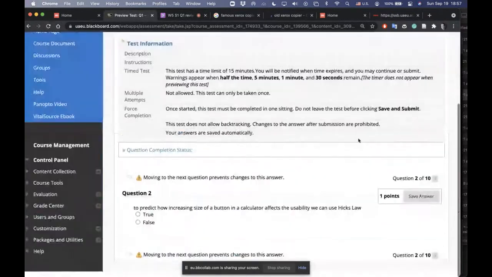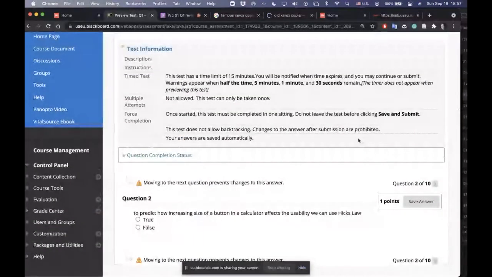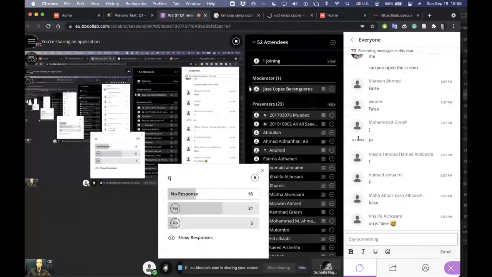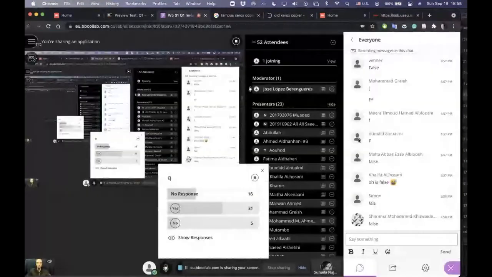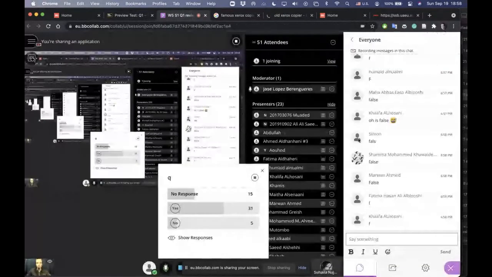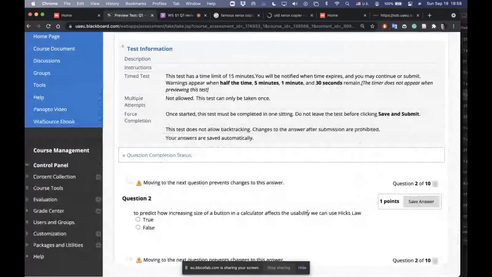Next one. Yes, please, Suhaila. To predict how increasing size of a button in a calculator affects the usability, we can use Hicks Law. True or false? Type in true or false. False, absolutely, because it's not Hicks law, it's the other one. Very good. Next one.